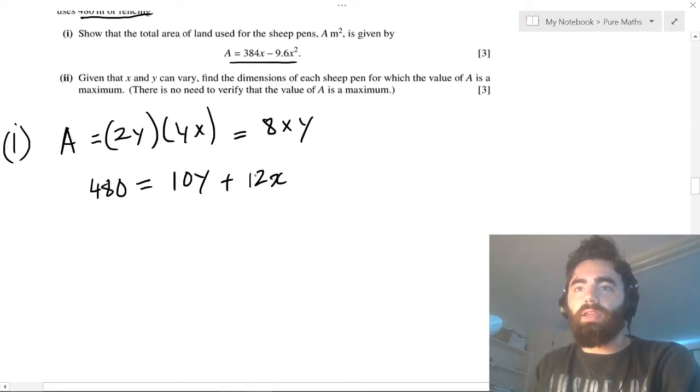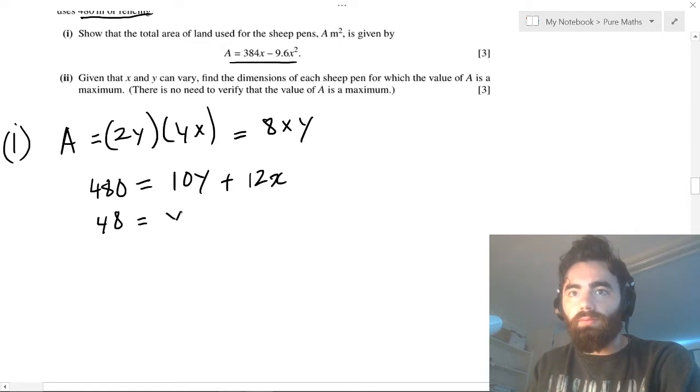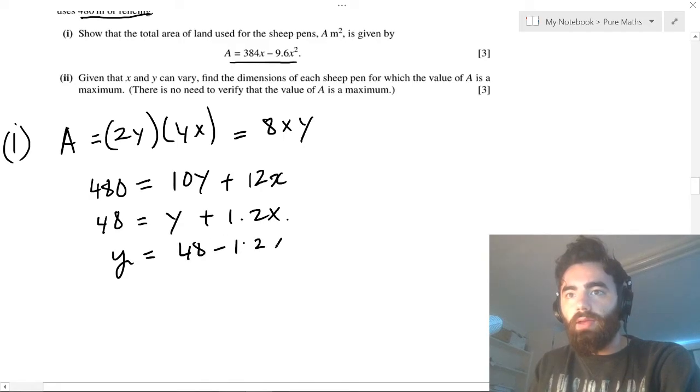Okay, so now we can get an expression for y in terms of x. Well, let's just divide through by 10. 48 equals y plus 1.2x. So then our y equals 48 minus 1.2x.